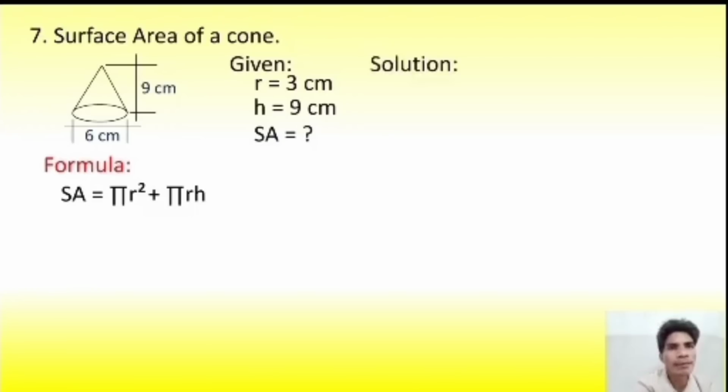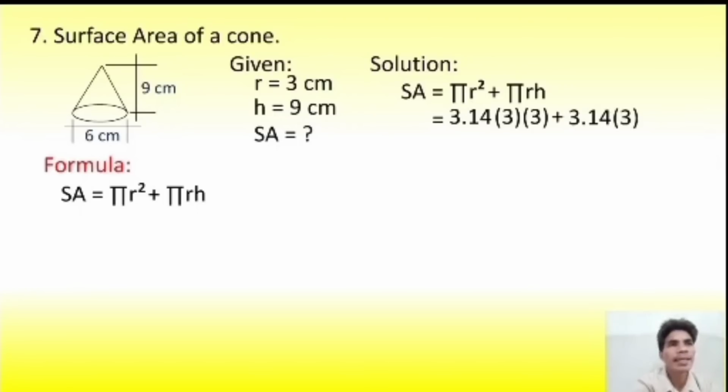Solution, so copy formula, SA equals pi times r squared plus pi times r times height. In equals, the value of pi is 3.14 times 3 na radius, then times 3 the whole squared, then plus 3.14 na value of pi times radius na 3, then times height na 9. Then equals 3.14 times 3 times 3 is 9. Then plus, copy 3.14. 3 times 9 equals 27.